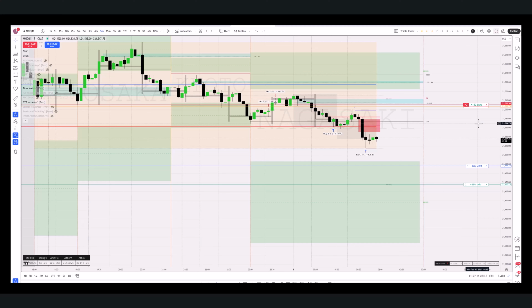Oh, hey, we got another partial. Very nice. We could probably move that to about there. Yeah, oh, look at that. That's beautiful. Hello. Nice. That's pretty. What's the low of the candle? 507.75. 3 ticks.